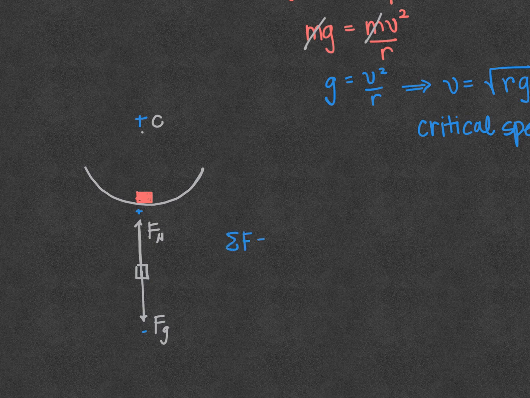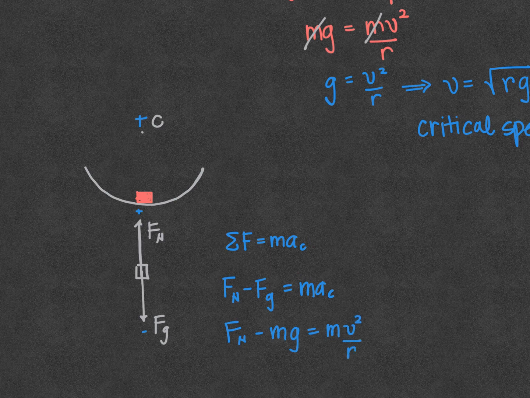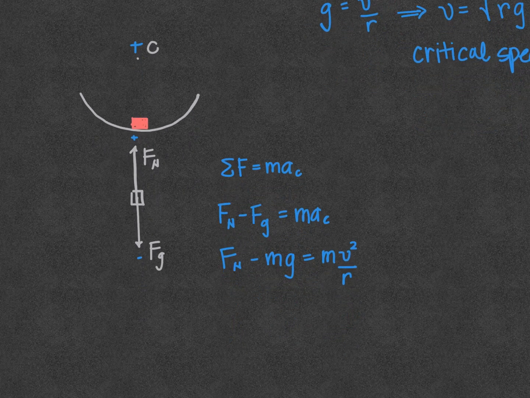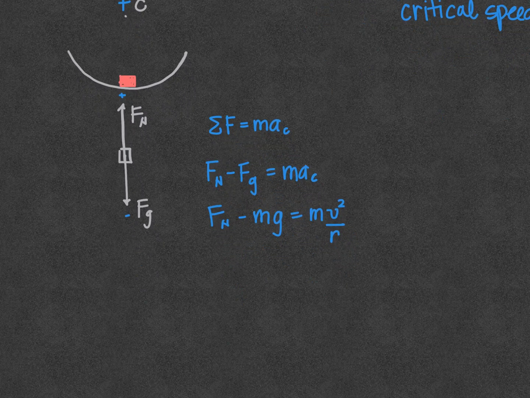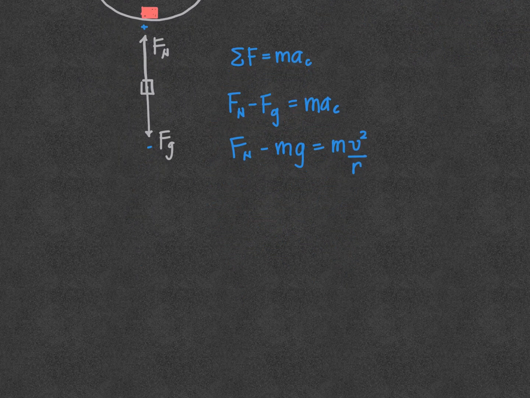When we sum the forces, they equal m a sub c, because it's moving in a circle. So then we have the normal force up, the weight force down, that would equal m a sub c. Now, substituting in what I know, that F sub g is mg and a sub c is v squared over r, I could use this to determine the normal force or velocity, whatever it is I might be looking for in a problem like this.